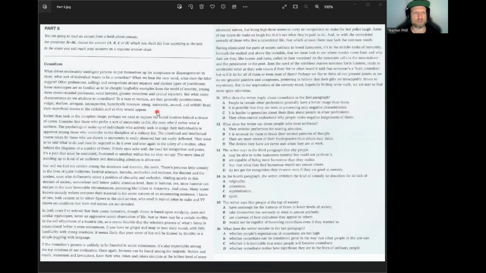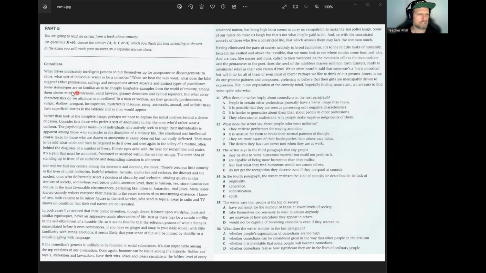Okay, so here we are. So I've just read the first paragraph. And my initial thoughts here are that the author talks a little bit about what kind of person makes a comedian. And they also talk about kind of the negative connotation of being a comedian. Yeah, it says here, what drives moderately intelligent persons to put themselves up for acceptance or disparagement? So it's like, who would be so crazy to become a comedian? In short, what sort of individual wants to be a comedian?